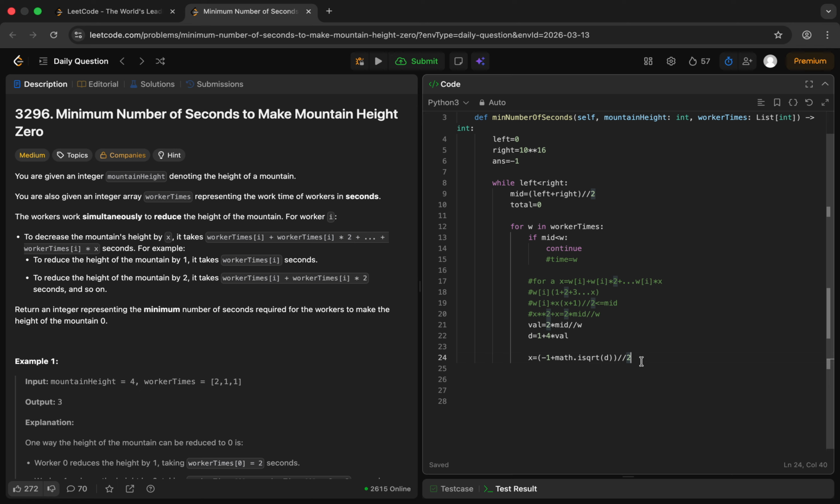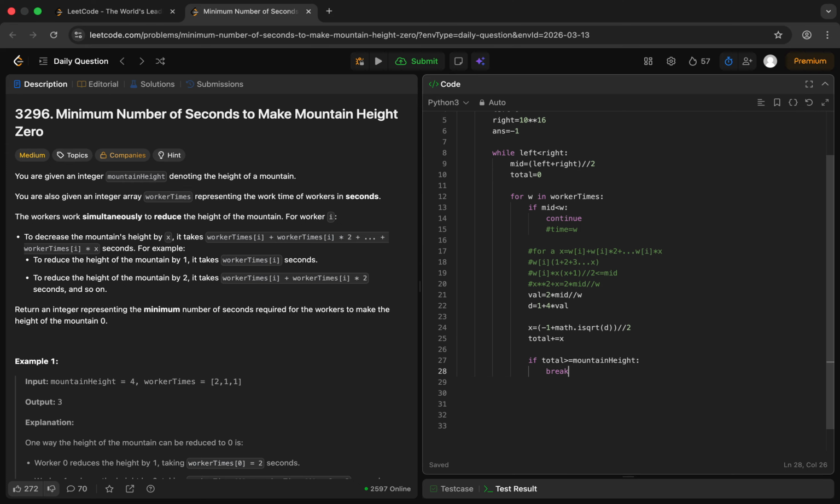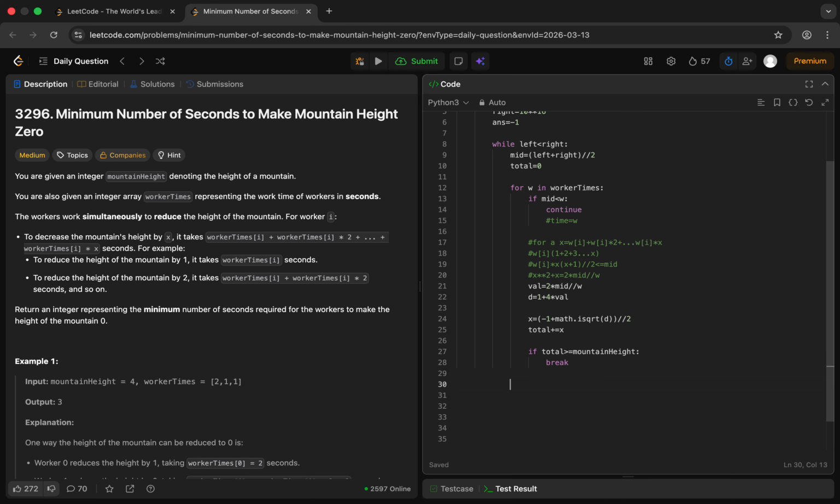Yeah, so we have got our value of how many units it will reduce, so we can simply add it to the total: total plus equal to x. Now if total is greater than or equal to the mountain height, it means we have reduced the mountain height to 0, and we will simply break out of the loop. We don't want any more workers here. Now we come out of the loop and check if total is greater than or equal to mountain height.